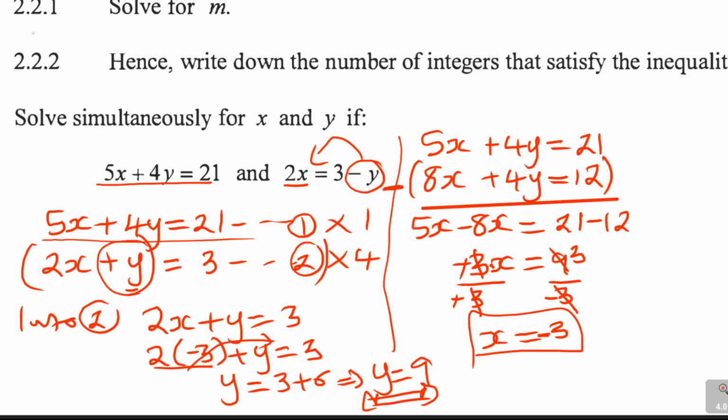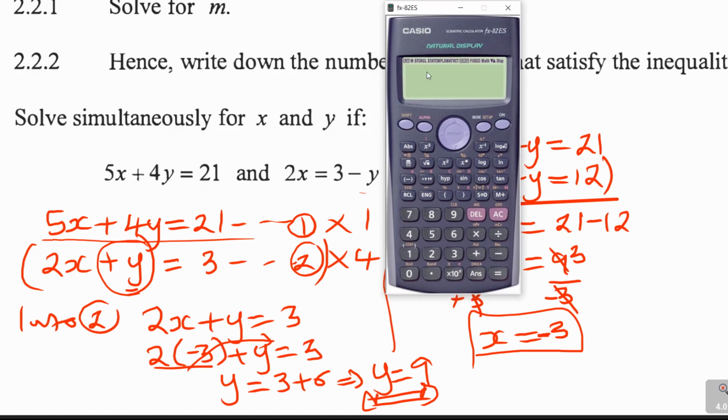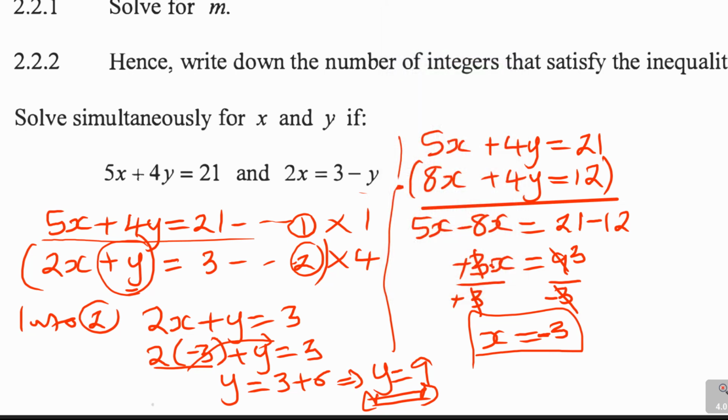But your calculator will always be your guide. What must you do with the calculator? You must use it to test from the original. So wherever you have x and y, put in those values. Let's start with the first one. 5 times x is minus 3 plus 4 times y is 9. It must give me 21, which is correct. Let's do the other one. 2 times x is minus 3, see that 2 times minus 3, so I'm getting minus 6 on the left hand side. 3 minus 9 is minus 6 on the right hand side. Left hand side balances with the right hand side. Guys, that's what you do.